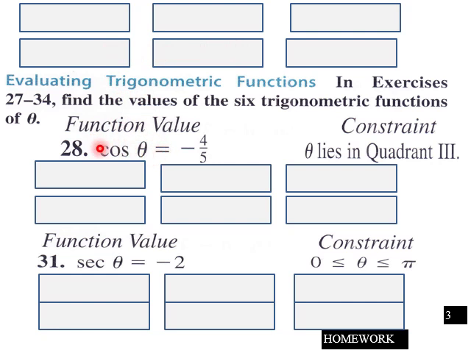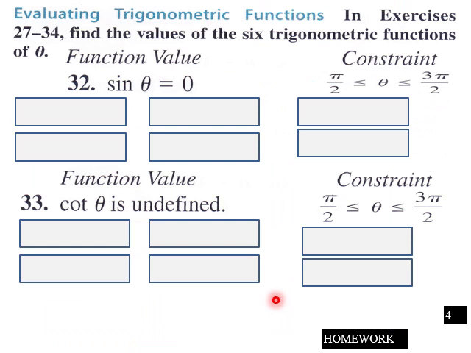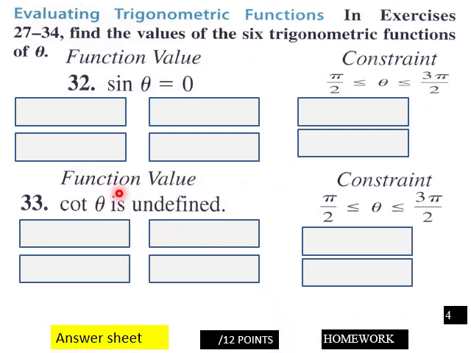And then for 28, the function value is this. And then theta lies in quadrant 3. Find the values of your 6 trig functions. With these conditions here, cosine theta equals -4/5, and then secant theta equals -2, and the constraint is theta is between 0 and pi. Page 3, 18 points here, and then page 4, you got 12 points here.